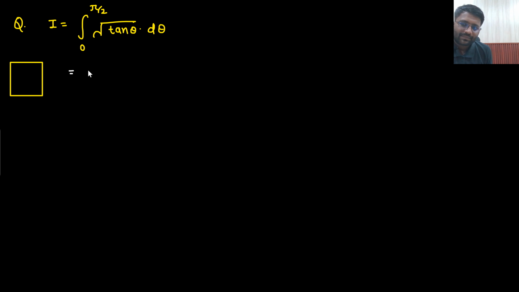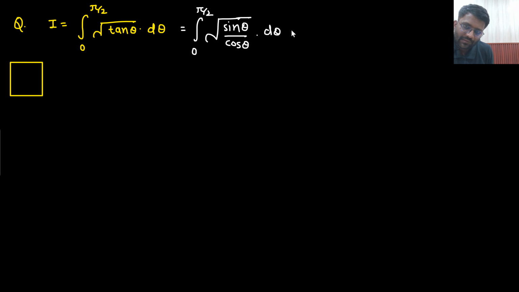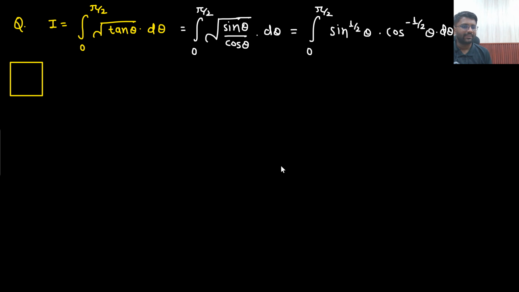Very easy. 0 to pi by 2. Let's write down here only. 0 to pi by 2, under root sin theta by cos theta d theta. This could be written as sin to the power 1 by 2 theta, and downward there is cos to the power 1 by 2 theta. If it comes upward, it would become cos to the power minus 1 by 2 theta d theta. Understandable? Very simple thing, no?